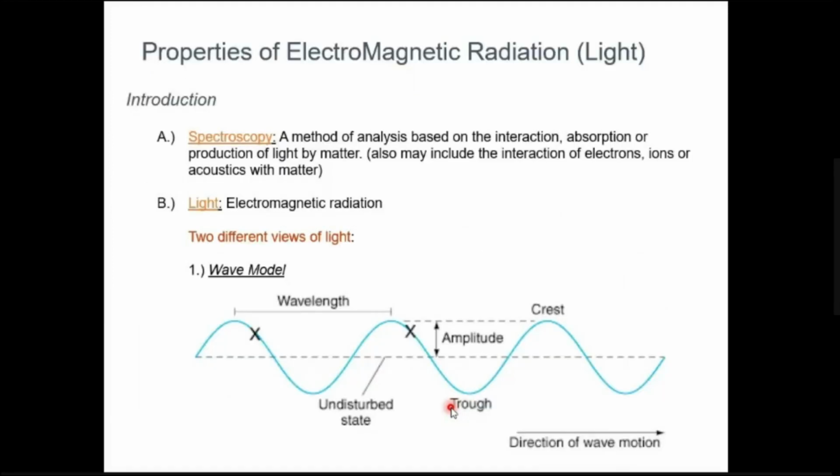Now there are some properties related to electromagnetic radiation we need to study. We have seen what is spectroscopy. We know light is a form of electromagnetic radiation. We are going to see certain definitions. First definition is wavelength.